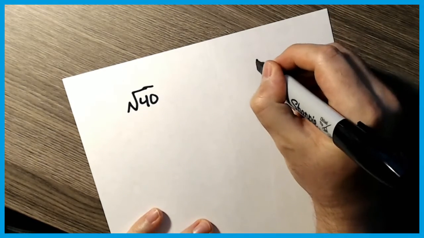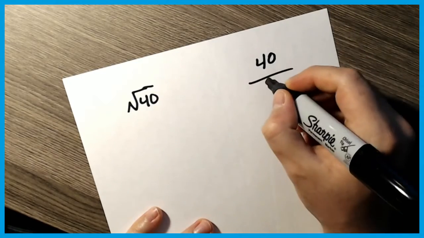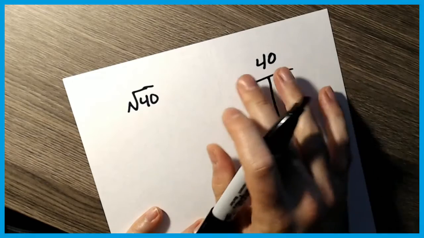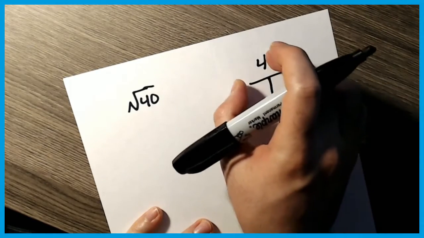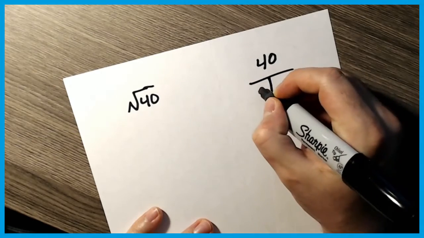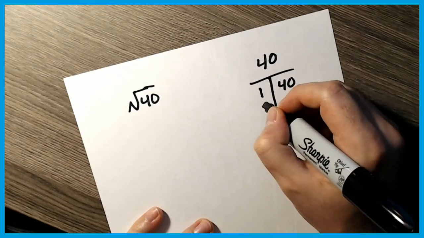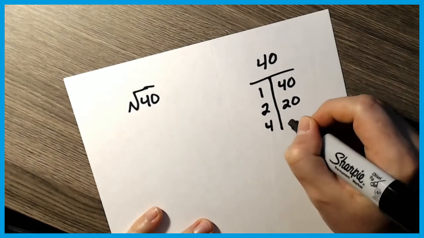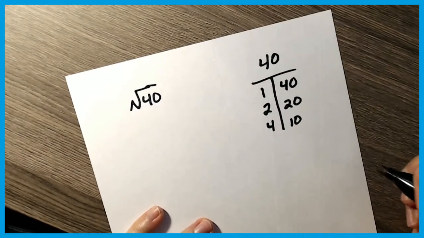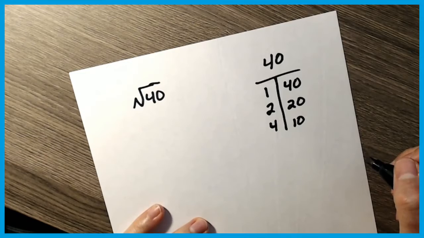So think of it this way. I'm going to take the number 40. That's the radicand here. I'm just going to make a little table under it. And I'm going to ask myself, what pairs of numbers can I put down here that when I multiply them together, they give me that 40? So literally just start at 1. 1 times 40. 2 times 20. 4 times 10. And you can keep going. But I'm just going to stop here because I don't actually need to go any further. And you'll see why.